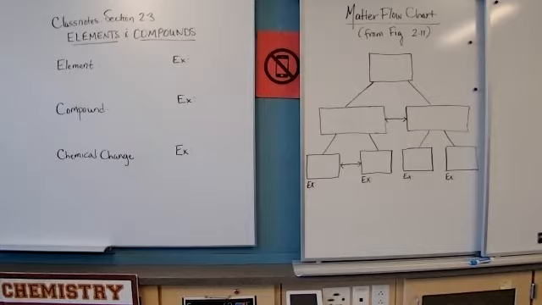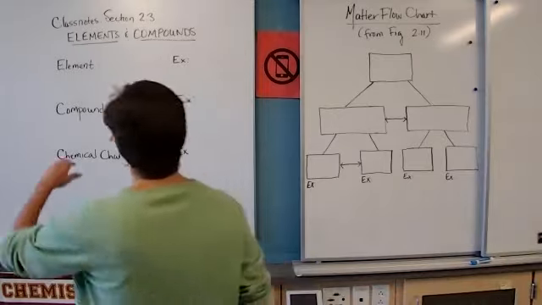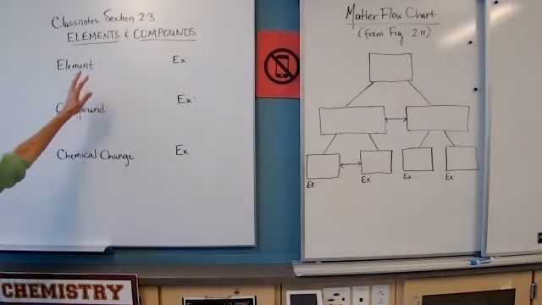So now let's look at class notes for 2.3. For this, we're talking not about mixtures as far as type of matter, we're talking about substances. Sometimes those are called pure substances, but that's a bit redundant because substances would have to be composed of only one type of matter. Okay, so we'll start with our elements and compounds. So these would be under substances as we look at a matter flow chart, which we'll address in a little bit.